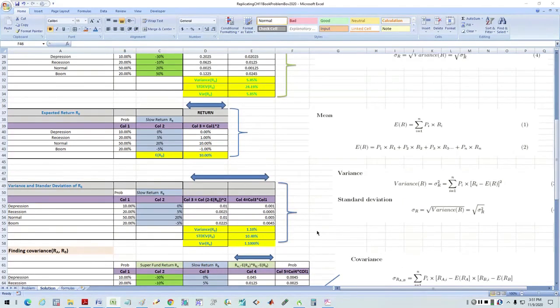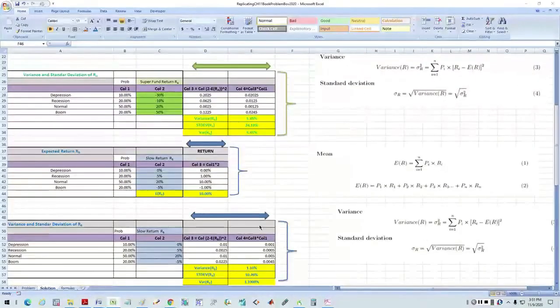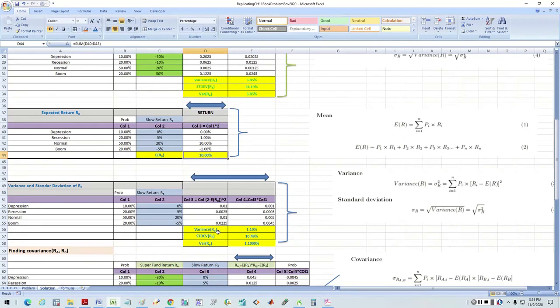Now we're going to do the same thing for R of B, the Slowpoke returns, and calculate the expected return and standard deviation using the same formulas. As I just mentioned, the expected return is P1 R1 plus P2 R2 plus P3 R3 plus P4 R4, added together. Similarly for the variance, we use this formula: R of one state minus the E of R. Now the E of R for B turns out to be 10%, not 15% like we had for R of A. So make sure that you're changing that input.